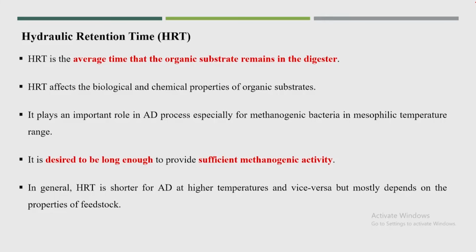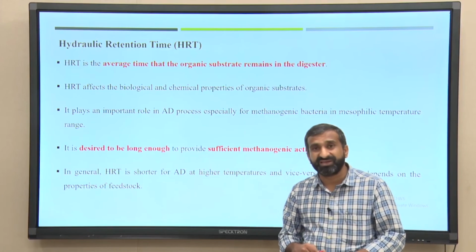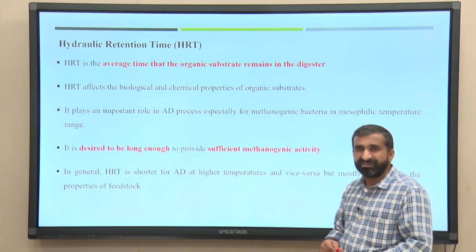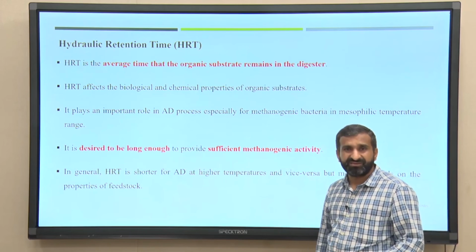In general, HRT is shorter for anaerobic digestion at higher temperature and vice versa, mostly depending on the property of feedstock. So, if you go for a thermophilic range reactor, your HRT will obviously be low, and for mesophilic, obviously your HRT will be somewhat high.